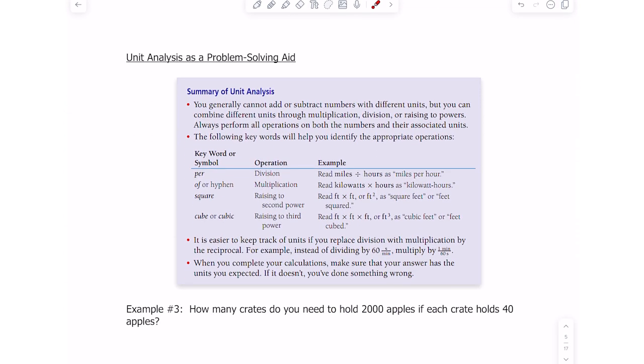So here are some keywords that will help you identify appropriate operations. Per, we talked about as division. Of, we know as multiplication. Square is raising to a second power, and cube or cubic is raising to a third power.